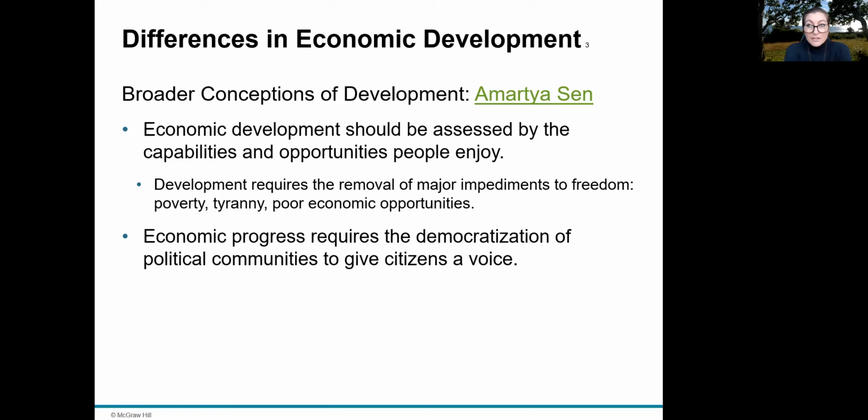Some of these impediments to freedom include poverty, tyranny, and poor economic opportunities. So in other words, what he's talking about is that economic progress requires the democratization of political communities so that people have a voice.